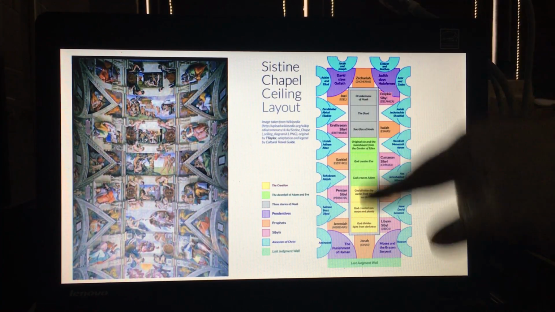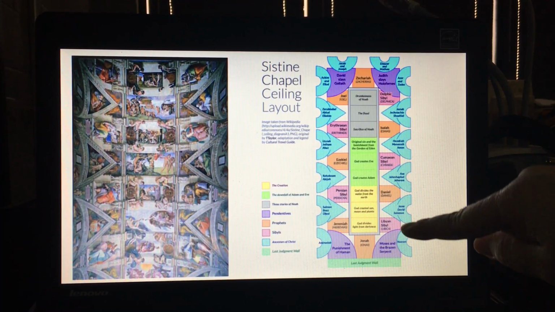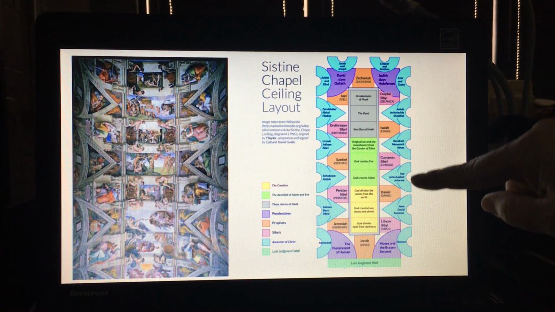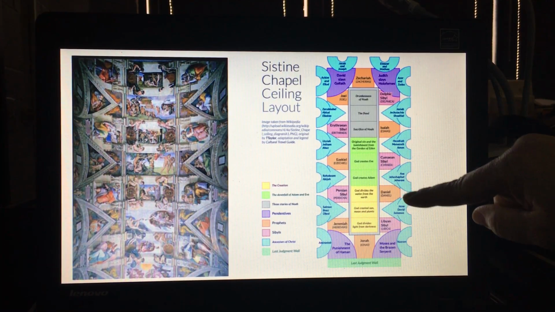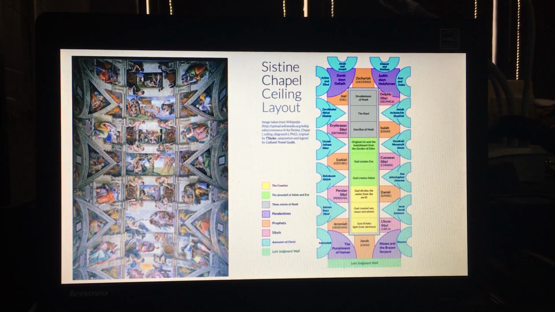So we have the descendants of Christ. Of course, that's all clearly going to be Old Testament stuff. And then what's most interesting, I think, are the variations between this pink and this orange, which are both prophets from the Old Testament and Sibyls from mythology and legend.